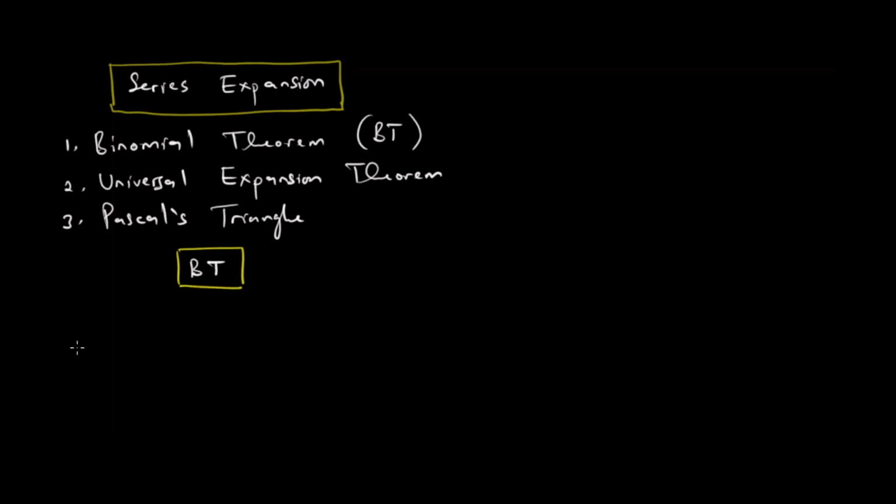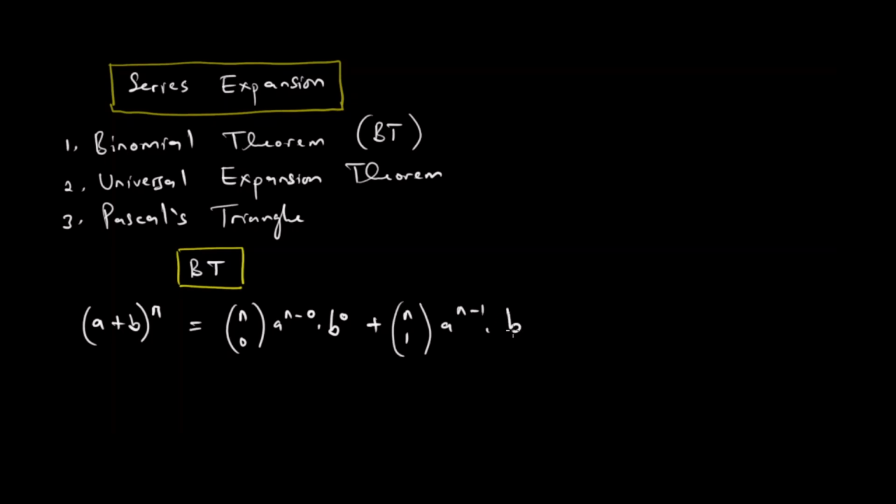The way we state it, we need a plus b to the n, like this. It is equal to n choose 0, a to the n minus 0 multiplying b to the 0, plus n choose 1, a to the n minus 1 multiplying b to the 1, plus n choose 2, a to the n minus 2 multiplying b to the 2, plus and so forth. That is what we did.